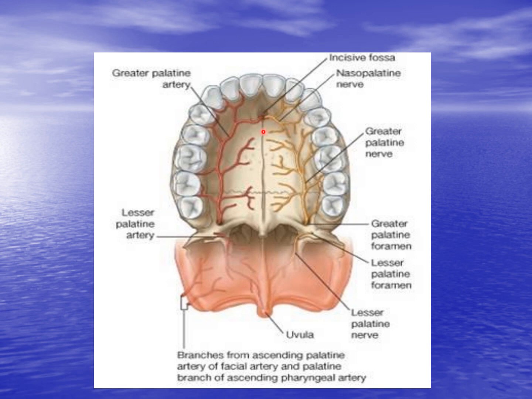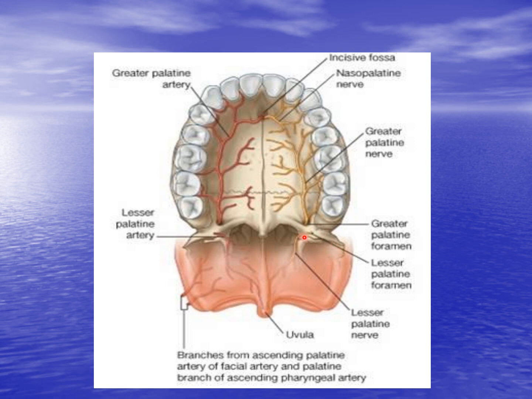It supplies the mucous membrane of the anterior part, while this nerve, the greater palatine, supplies the mucous membrane of this part of the hard palate. Also, from the greater palatine foramen, there is the greater palatine artery, which passes in a groove here till it passes through the incisive foramen to supply also part of the nasal cavity. It shares in an anastomosis in the nasal septum.